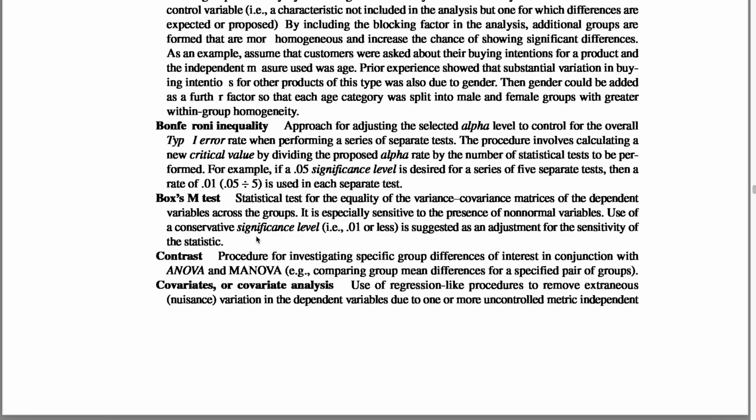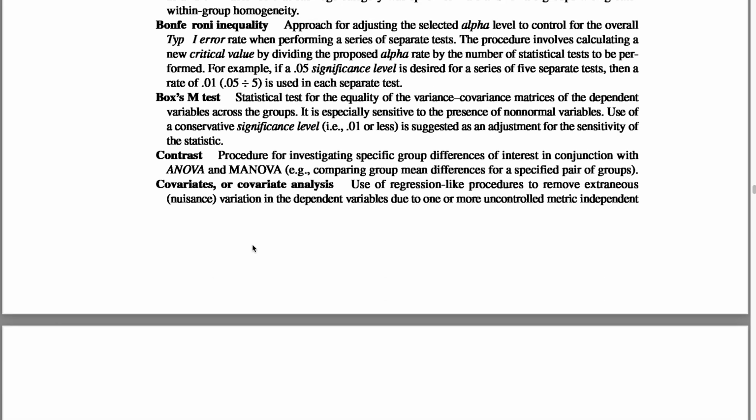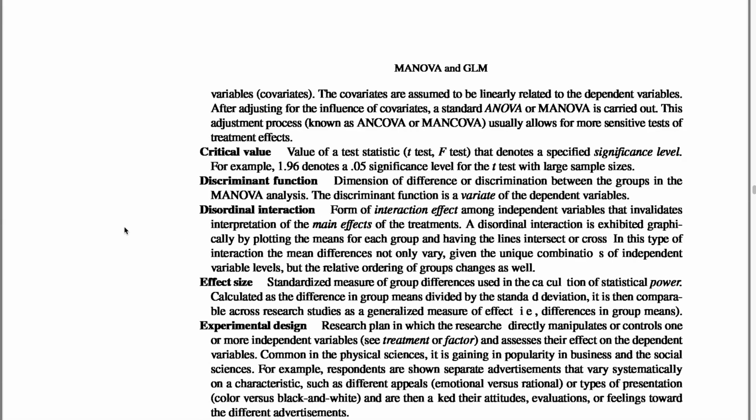Covariate analysis. Use of a regression-like procedure to remove extraneous nuisance variation in the dependent variable due to one or more control metric independent variables, the covariates. The covariates are assumed to be linearly related to the dependent variable. After adjusting for the influence of the covariates, a standard ANOVA or MANOVA is carried out. These adjustment processes, known as ANCOVA and MANCOVA, usually allow for a more sensitive test of treatment effects.